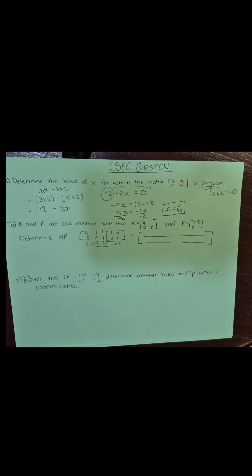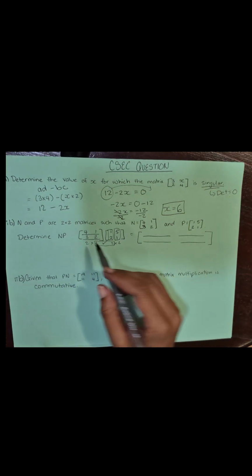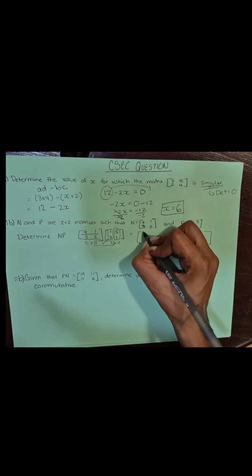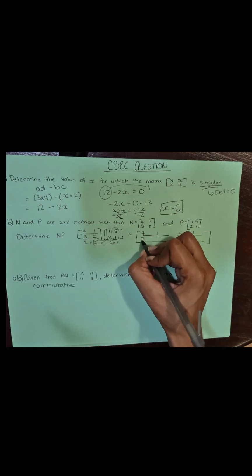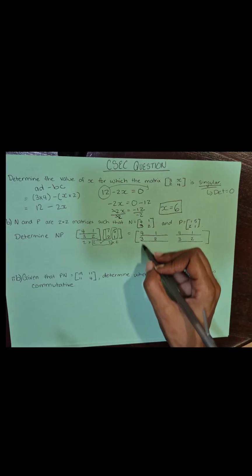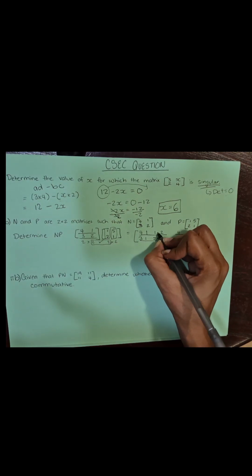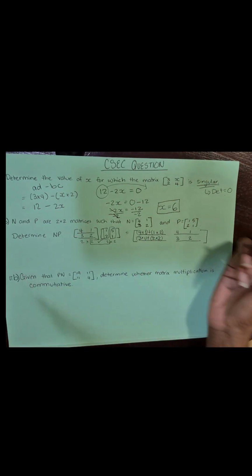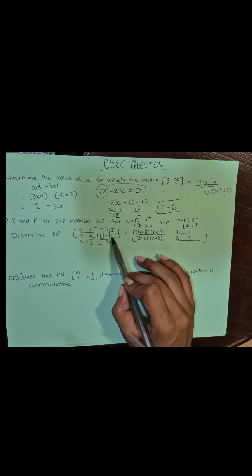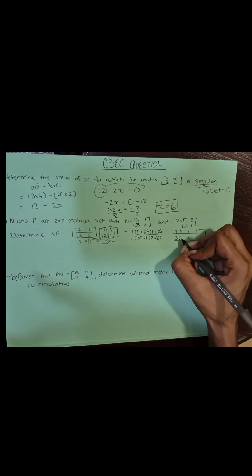How are we going to multiply? We're doing rows by columns. The first row should have 4, 1, and the second row should have 3, 2. Now the first column should have 1, 2, and let's multiply and add. And the second column should have 5, 1.